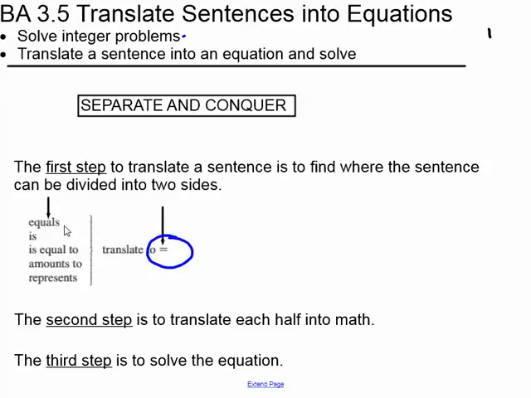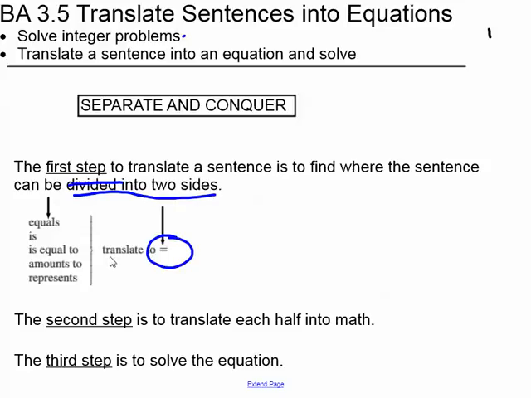And that equal sign sometimes can be described as equals, is equal to, some of these, was, were, anything that's is or a present or future tense of to be translates into that equal sign. And the equal sign tells us that we can separate that into two sides.